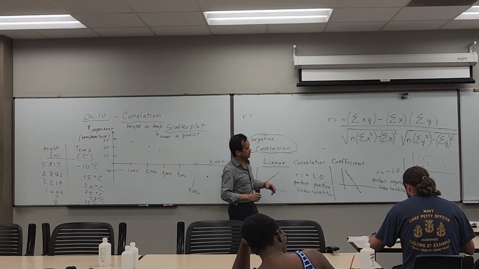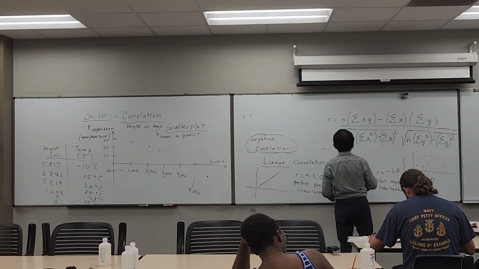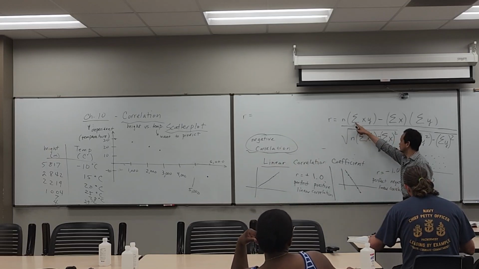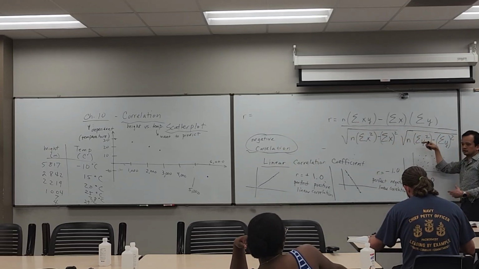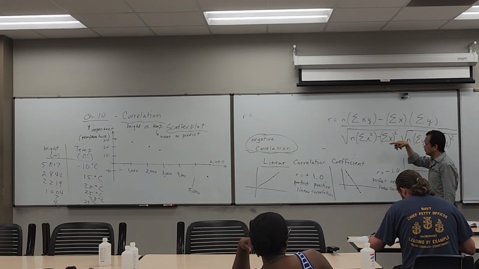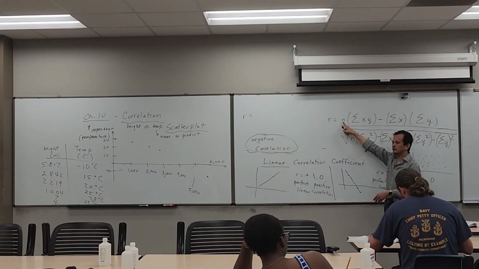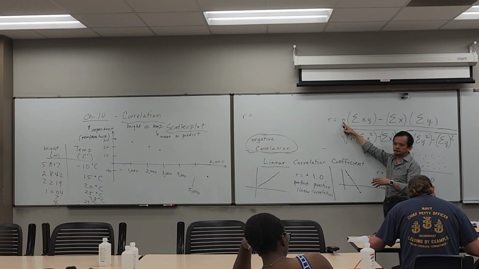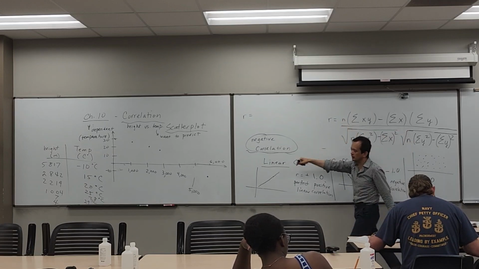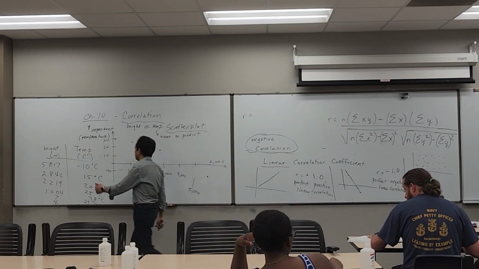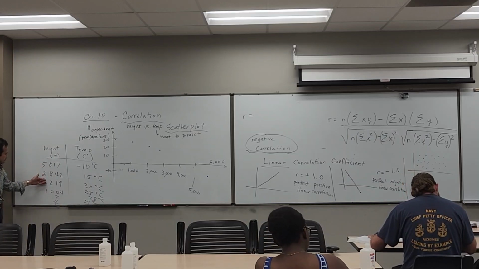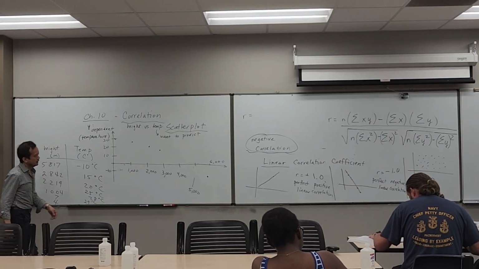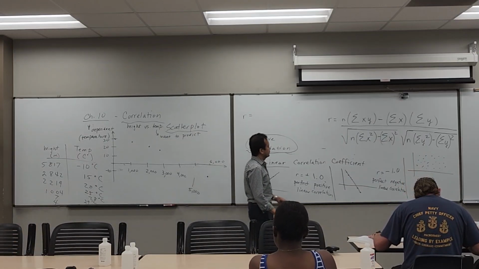But just to get a sense of what this formula is doing, you notice that there's a bunch of sigmas here, which represent summations. So if you look at n here, that's the sample size in terms of the number of pairs of data points. So in this case, what would n be? 6. Yeah, so there's 6 pairs of data points here. So n would be 6 in this case.